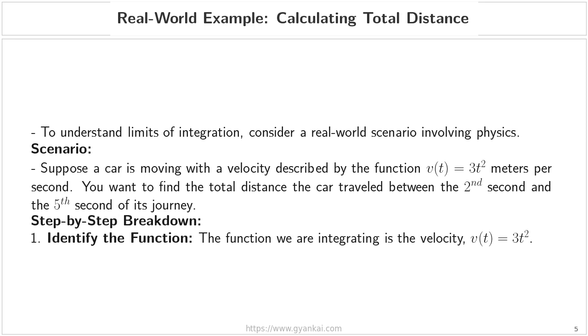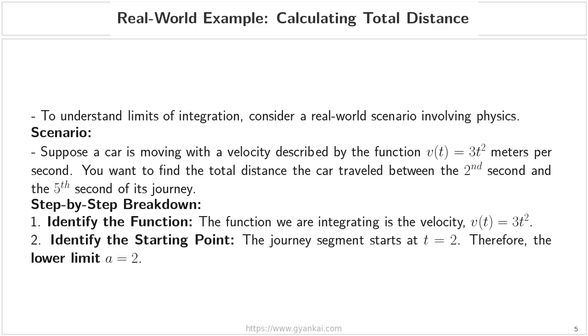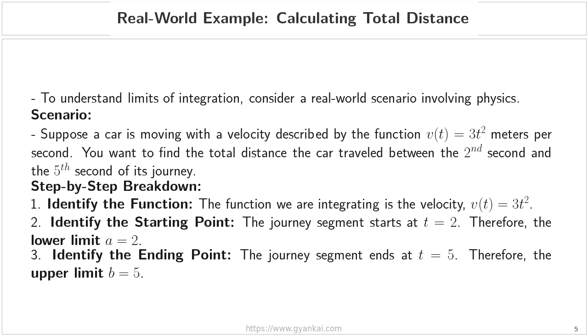Let's break this down step by step. First, we need to identify the function we're going to integrate. In this case, it's the velocity function, v of t, which is 3t squared. Next, we need to pinpoint the starting point of our journey segment. The problem states we're interested in the time between the second and fifth seconds, so the journey begins at t equals 2. This value 2 will become our lower limit of integration, which we typically label as a. So, a equals 2. Similarly, the ending point of our journey segment is at t equals 5. This value, 5, will be our upper limit of integration, labeled as b.